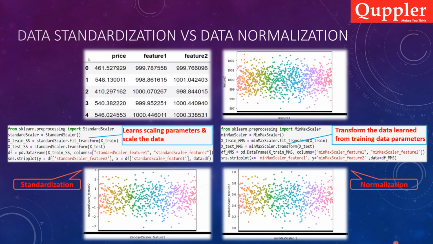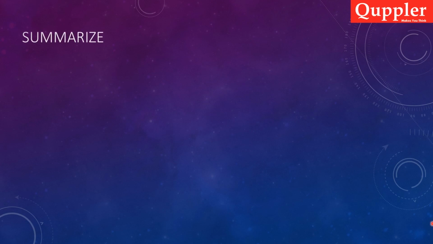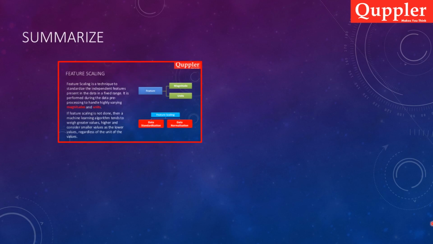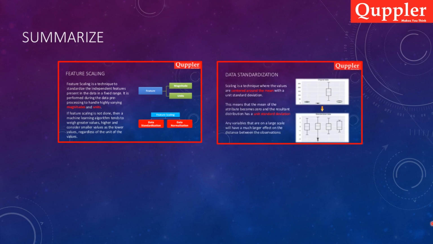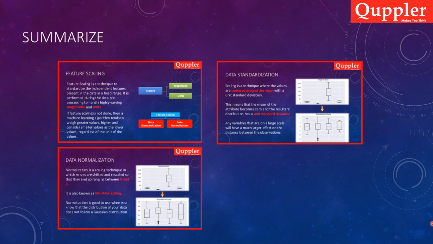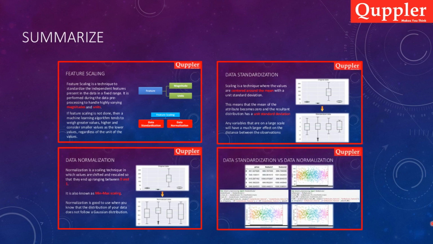I hope I made myself clear on data standardization. To summarize everything we learned today: first was feature scaling, where we learned what exactly feature scaling is, in what aspects features can be represented, and how many types of feature scaling there are. Then we talked about data standardization, what exactly it is and how easily it can be understood. Third, we talked about data normalization, where we understood graphically how we can learn that. And at last we compared both of them to know their basic differences, and how exactly we can use them while coding in Python. So this was all about today's session.